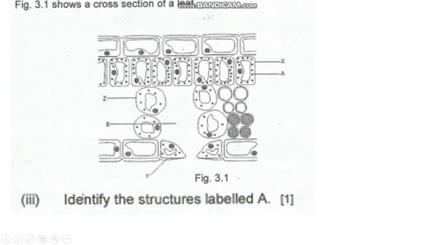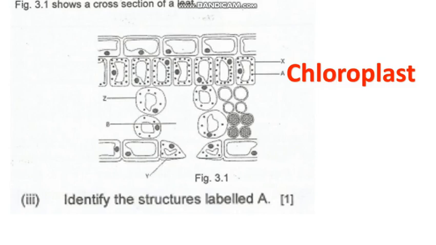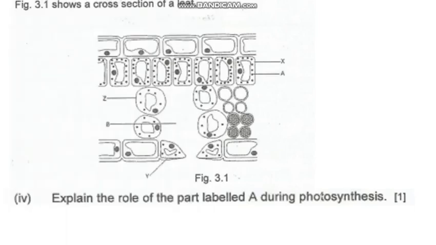So our question B3 reads, identify structures labeled A. So now they want us to identify this structure that is labeled A. Remember we said cell X is the palisade cell. Then you can see it as these structures, okay, which is labeled A. So the structures that are labeled A, these are the chloroplast. Okay, so the structure labeled A, these are the chloroplast. That is our answer. So I have answered our question B3. We now move on to our next question.